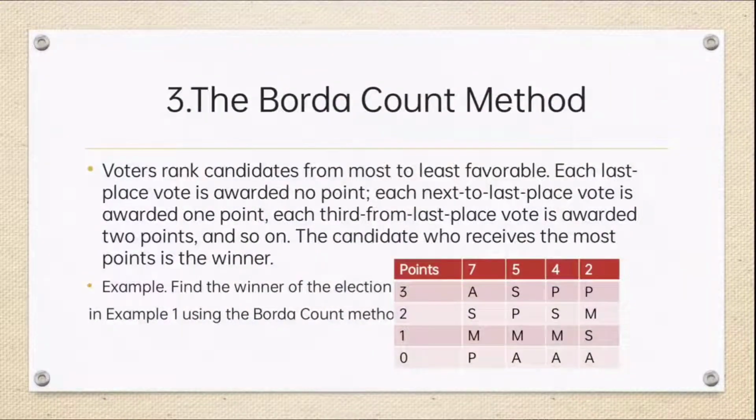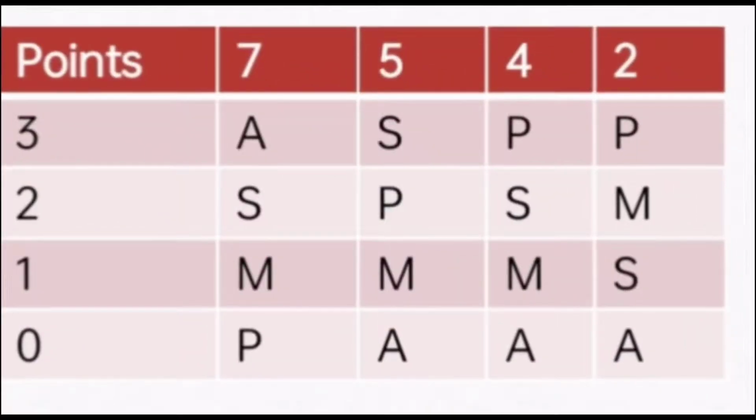Example. Find the winner of the election in example 1 using the Borda count method. So guys, award 0, 1, 2, and 3 points to the last, next to last, and so on. Counting the points for anchovies, A, in column 1 of the table, you get 7 first place votes, worth 3 points each. A total of 3 times 7 equals 21 points.